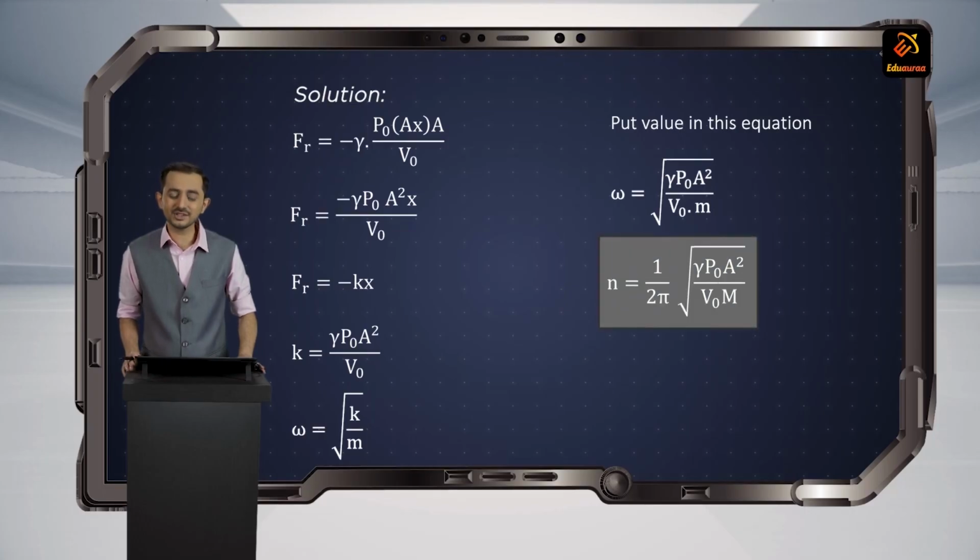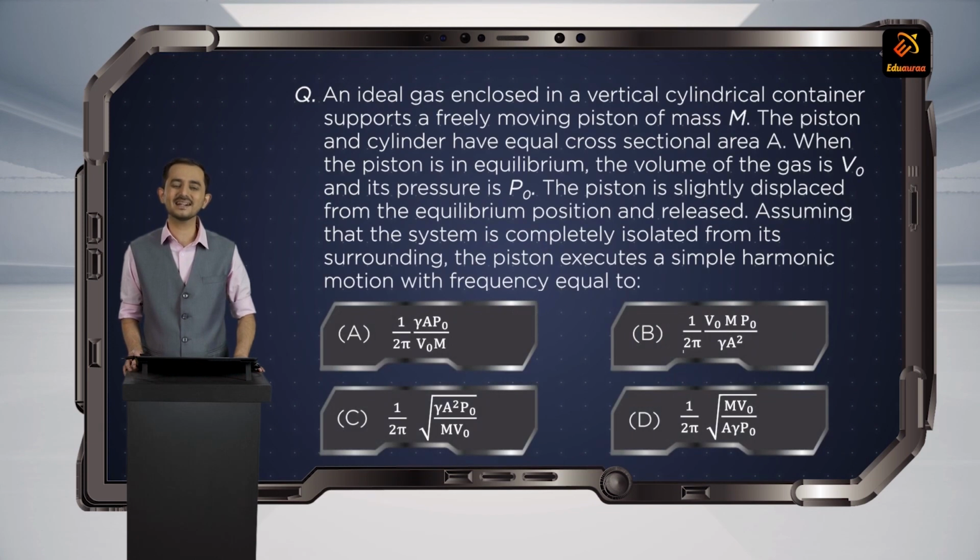So my conclusion is the piston executes simple harmonic motion with frequency 1 upon 2 pi under root of gamma P naught into A squared, the whole upon V naught times M. And that's why the correct answer is option C, students, 1 upon 2 pi under root of A squared gamma P naught, the whole upon M times V naught.